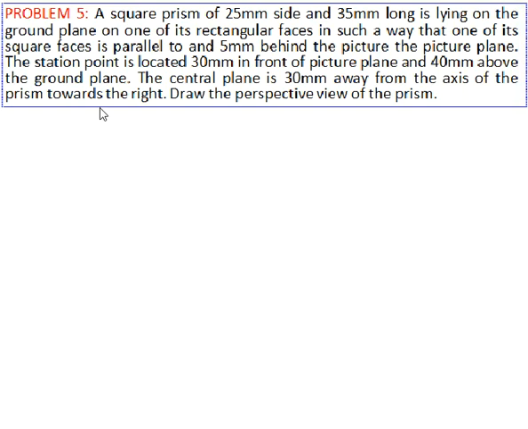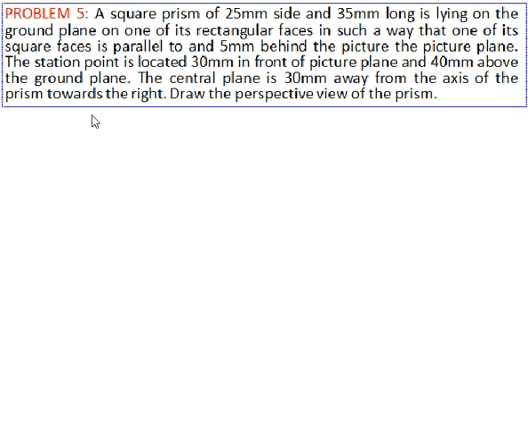Here the object is a square prism, so it has two square faces and four rectangular faces, and it is resting on the ground plane with one of its rectangular faces. In top view you will get a rectangle, and front view is a square, because it is given that one of the square faces is parallel and 5 mm behind the picture plane. So in front view you will get a square.